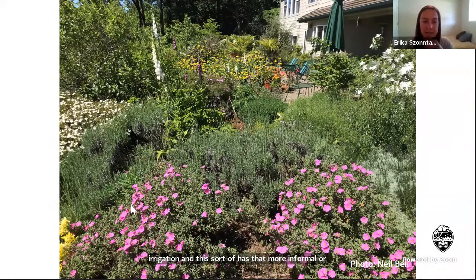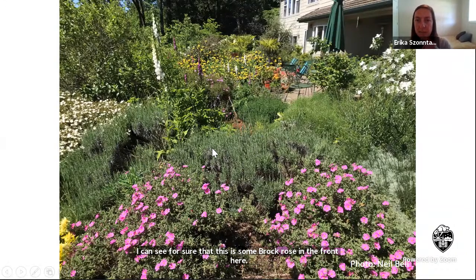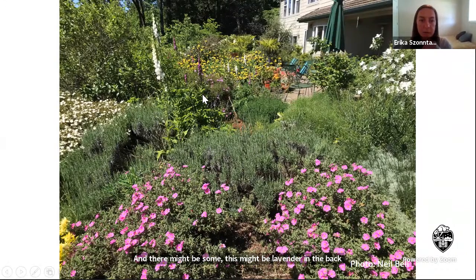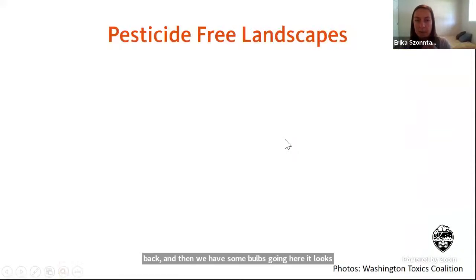And I can see for sure that this is some rock rose in the front here. And this might be lavender in the back. And then we have some bulbs growing here. It looks like maybe some foxglove or penstemon in the back.